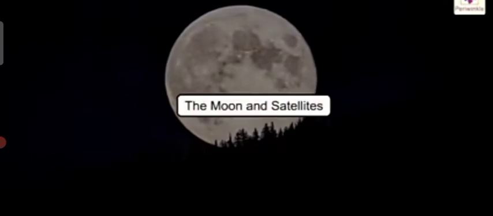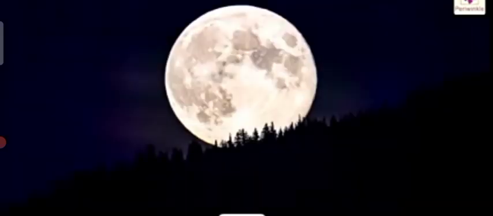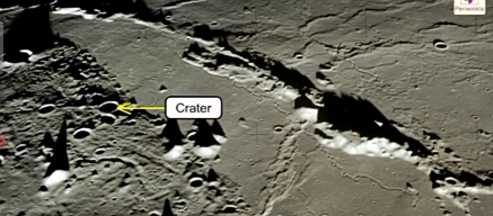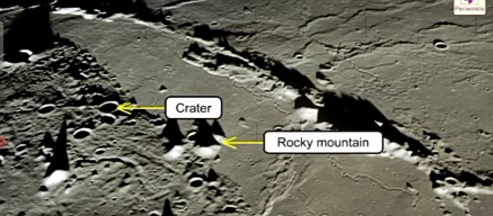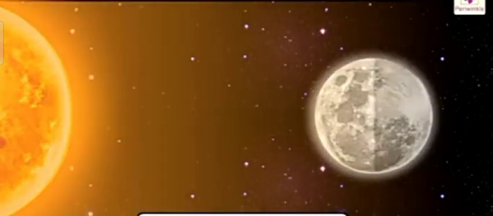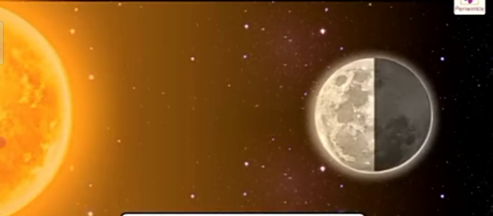Next is the Moon and the satellites. The Moon is our Earth's partner in space. It orbits the Earth. The surface of the Moon has many deep holes called craters. There are rocky mountains and flat areas also. We can see it brightly in the night sky because it reflects the light of the sun. It does not produce light of its own.